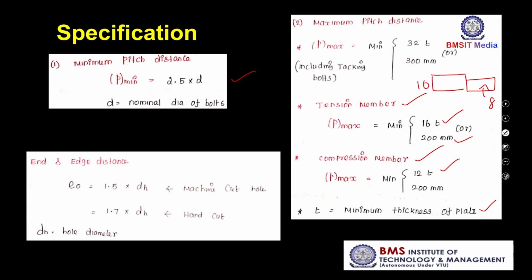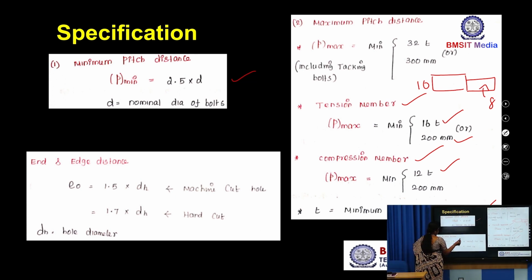Now, coming to the end and edge distance. For end and edge distance, both symbols are the same, E naught. Some textbooks mention E naught, otherwise E also. Here E naught equals 1.5 times the diameter of the hole for machine cut. If you make the hole using a machine, E naught equals 1.5 times DH. This is minimum only, not maximum. If you are using hand cut, 1.7 times DH.